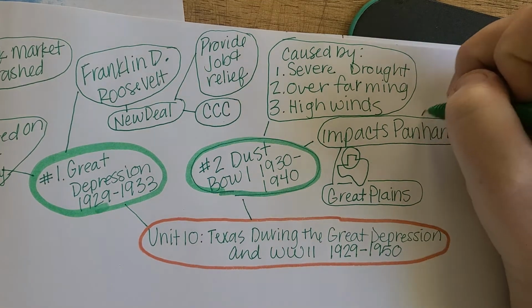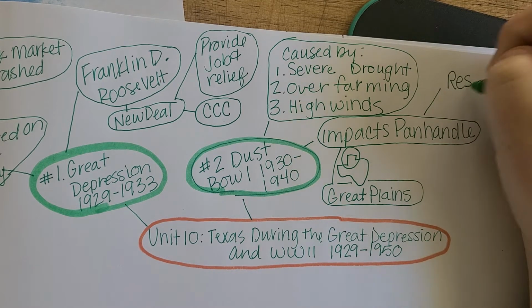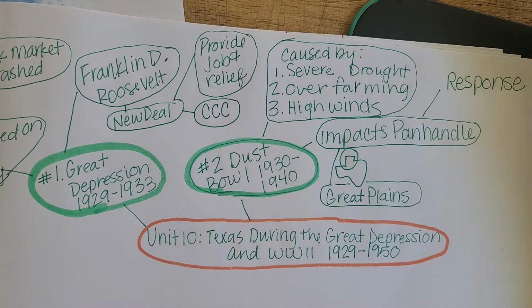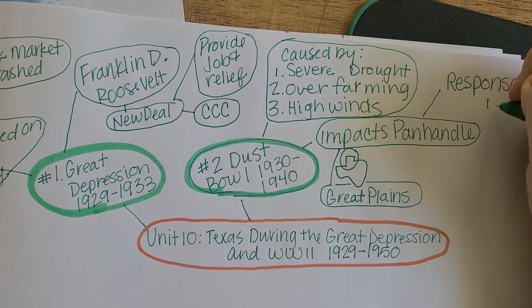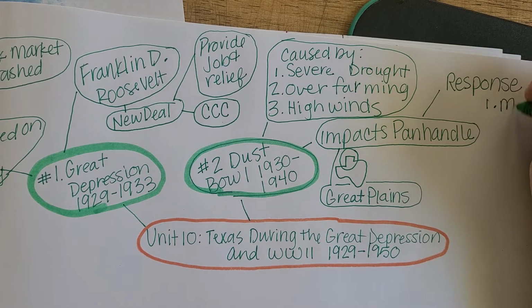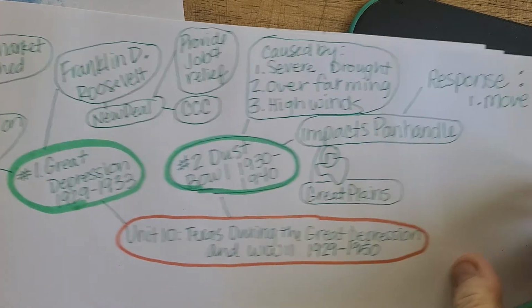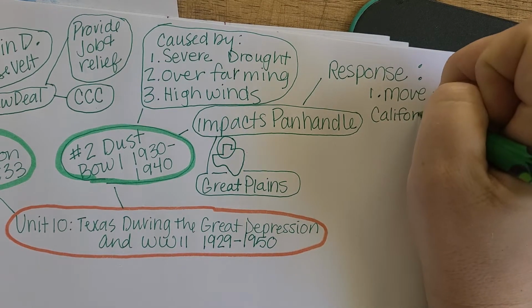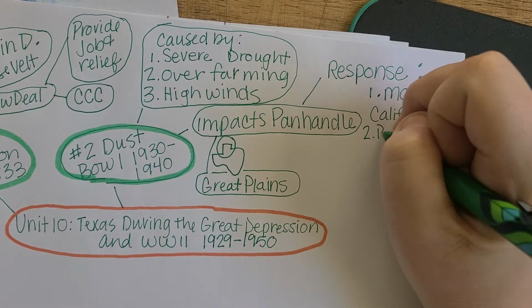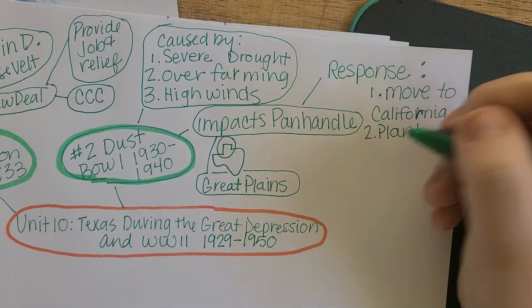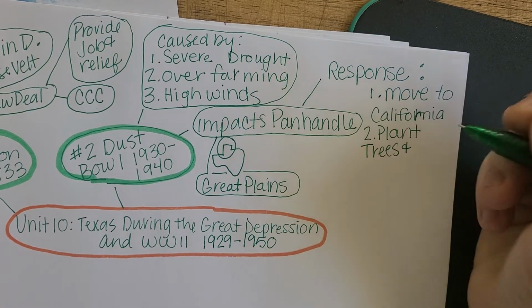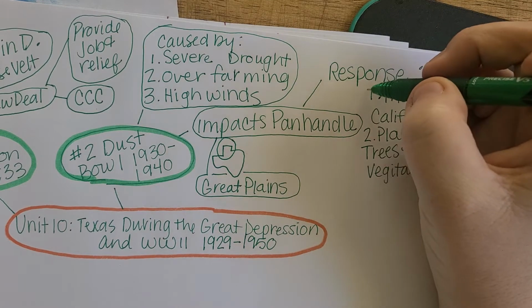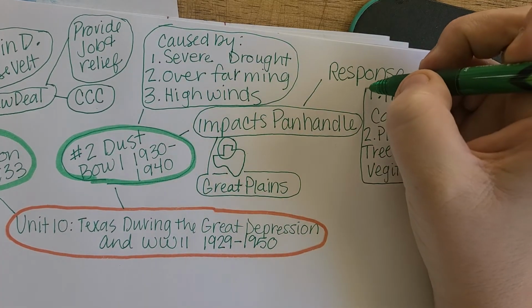As a response to the Dust Bowl in the Panhandle, there were two things that happened. The first response is that people moved to California. Oh, you can't see that, sorry. They moved to California. And then the second one is that the people that stay behind work really hard to plant trees and vegetation in order to hold down the topsoil to prevent this kind of disaster happening again.